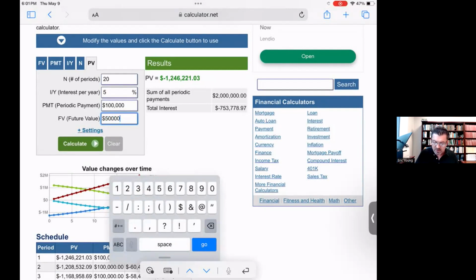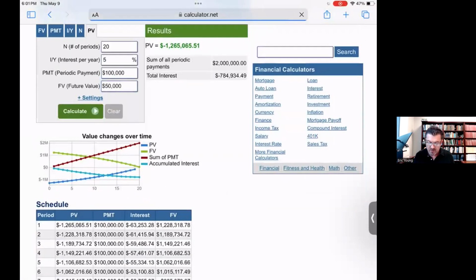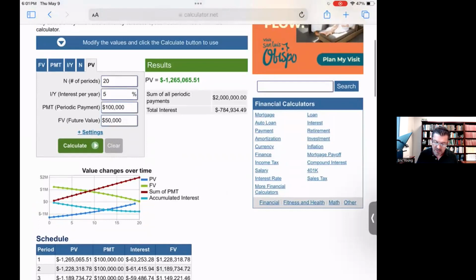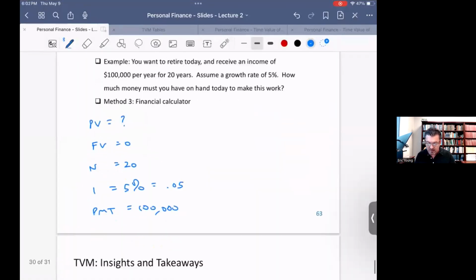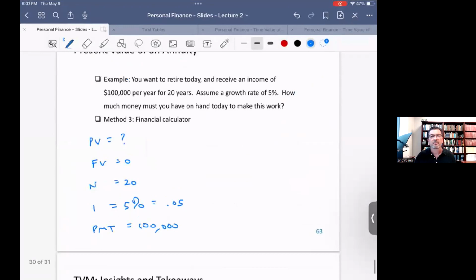Check this out. You would need 1.246 million to have 100,000 and leave nothing behind. But if you simply had 1,265,000, just a little bit more, I think that was correct, just a little bit more money and you can leave $50,000. So there we go. And that's our calculator.